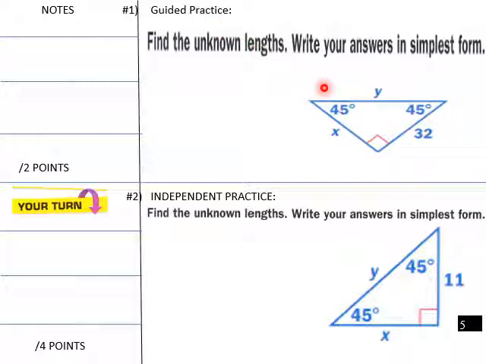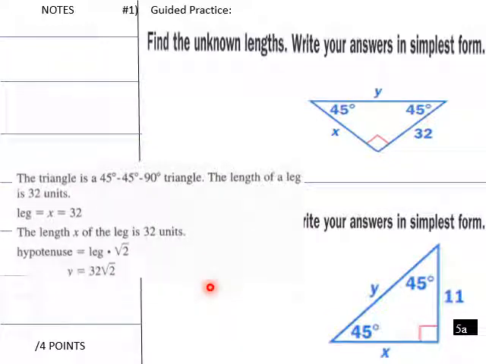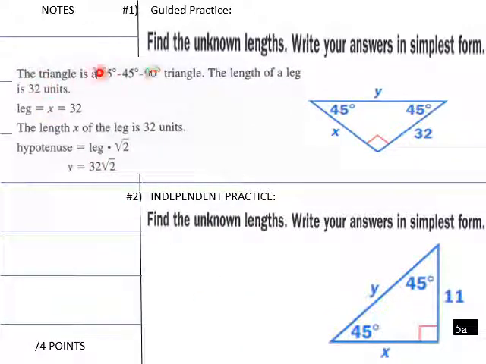Okay, our guided practice. Students, this is yours. Pay attention. Find the unknown length. We have a side here, and then we have a hypotenuse up here. So how would we solve that? We know that the length of a leg is 32 units. We know this is 32 over here as well. What's the hypotenuse? It'd be the leg times square root of 2. So 32 times square root of 2 would be the length of our hypotenuse.